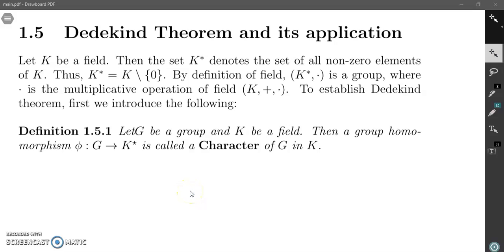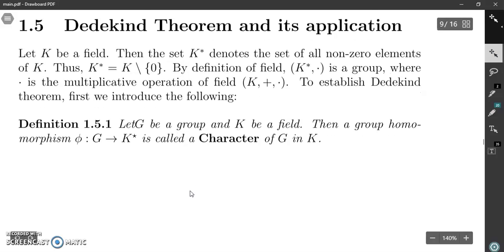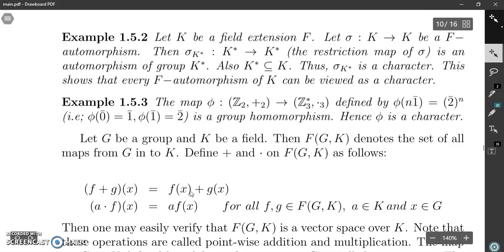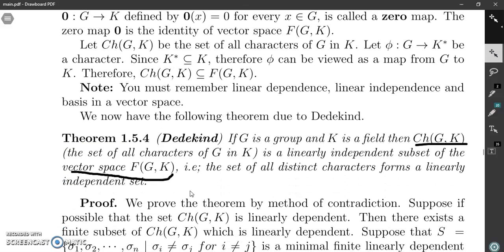Good morning, everyone. In the previous video lecture, we discussed Dedekind's theorem, which asserts that if G is a group and K is a field, then the set Ch(G,K) forms a linearly independent subset of the vector space F(G,K). We have talked about this vector space and this subset.